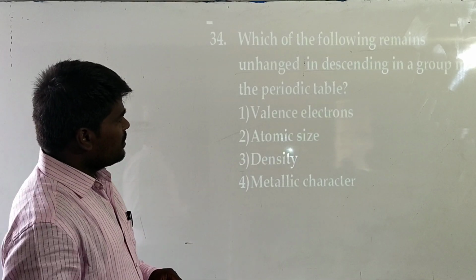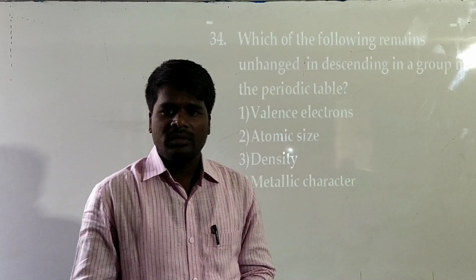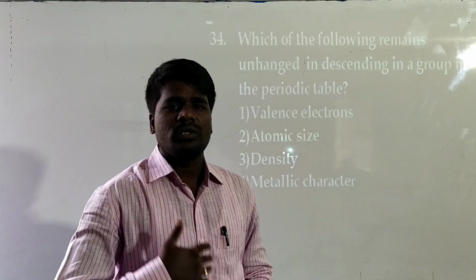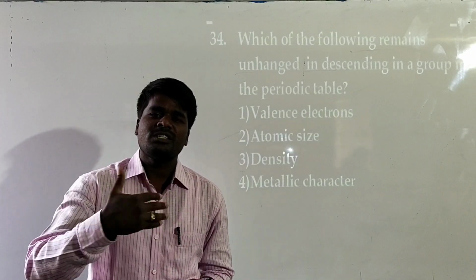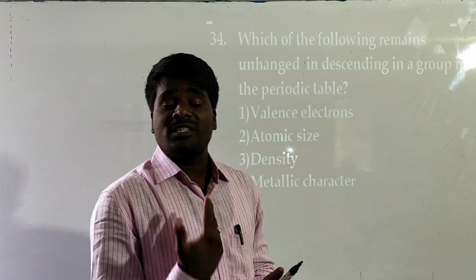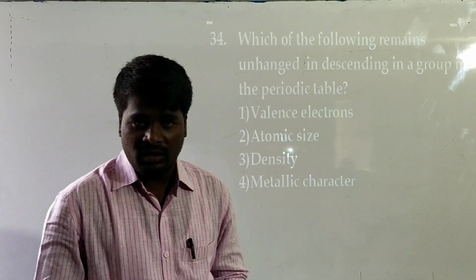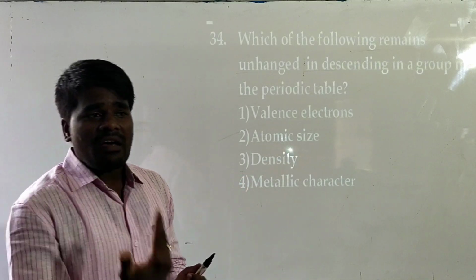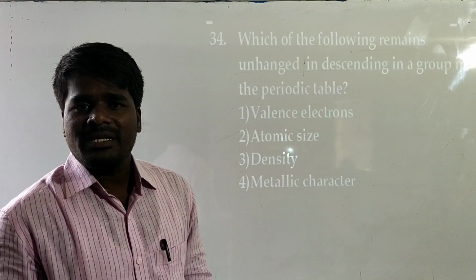Now, here, what is the advantage of the periodic table? When you are arranging the elements according to their electronic configuration, all the elements that are falling in one line will exhibit similar properties. Why do they exhibit similar properties? Because of the similar valence electronic configuration. If they have similar valence electronic configuration, their number of valence electrons will be the same.